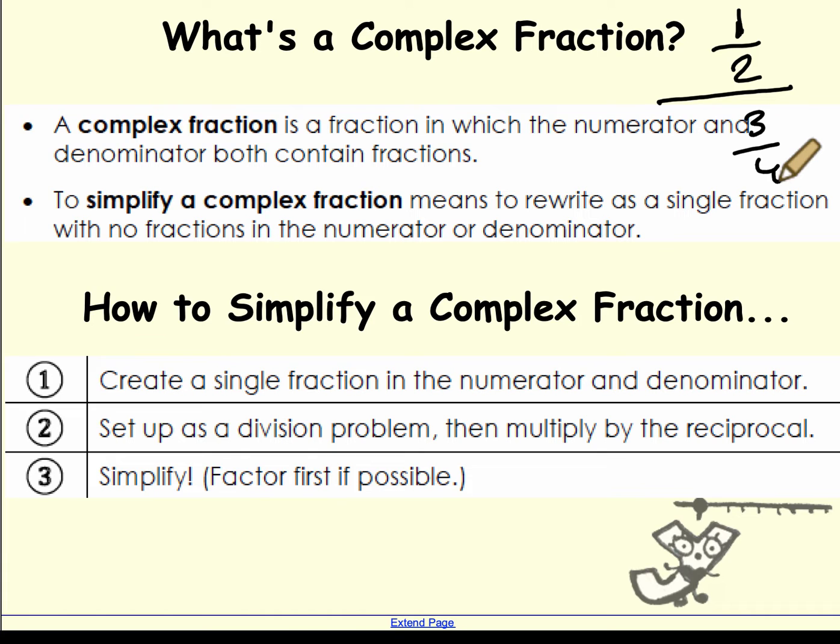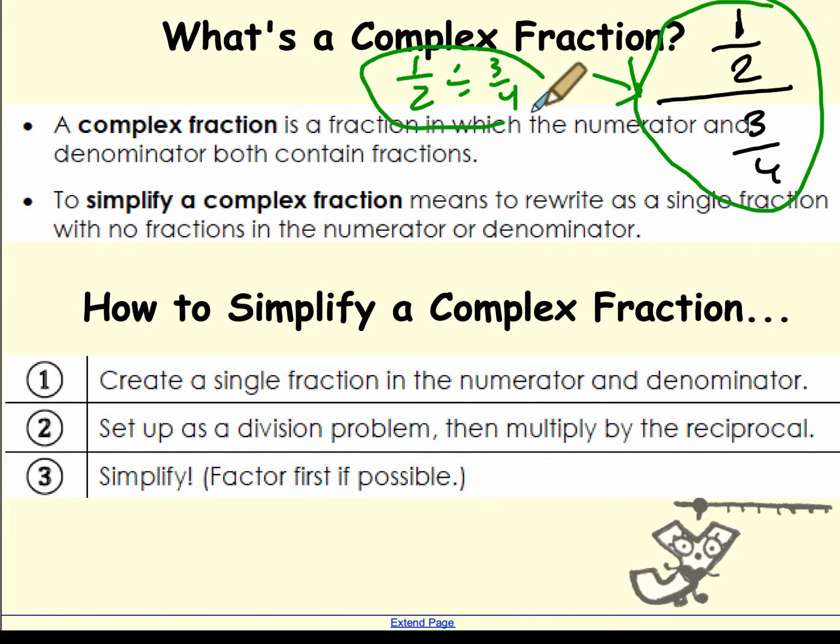And basically, remember that division can also look like a fraction bar, which means that this problem is equal to 1/2 divided by 3/4. And that's the secret to simplifying them. If we can rewrite this as a division problem, when we simplify it, we'll end up with a single fraction. No complex about it.